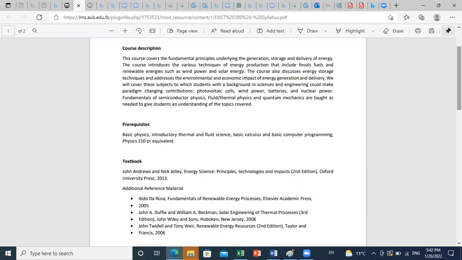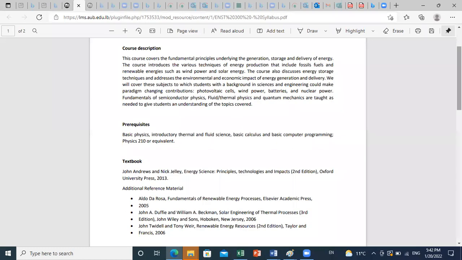Also, we'll see a lot of contribution done in wind power, in batteries, in nuclear power. Nuclear power also is a very interesting field, but we have, of course, the safety issues in this field. So we will try to go over these different topics in this course.